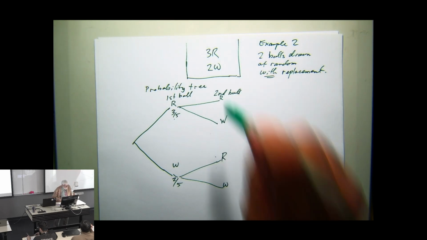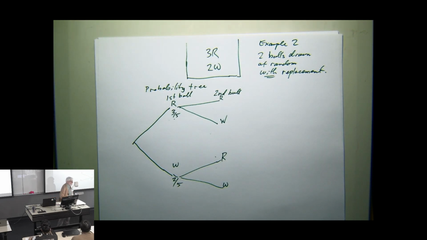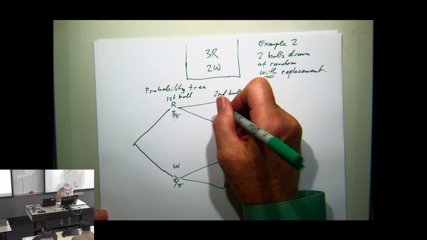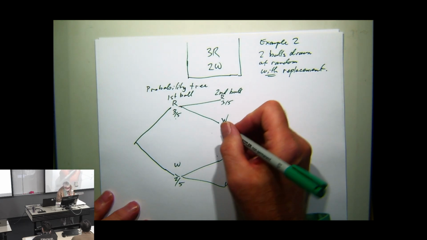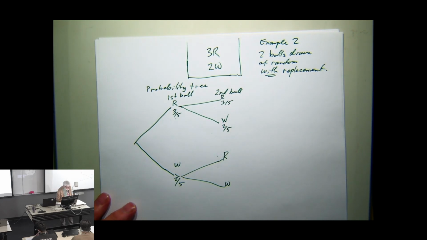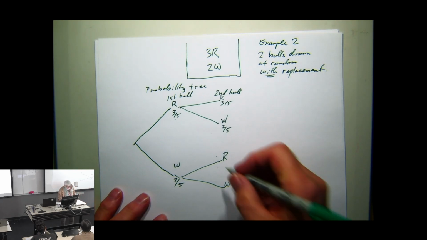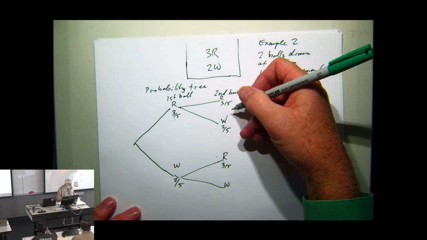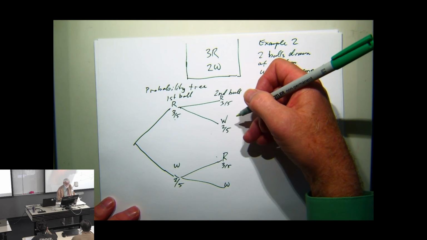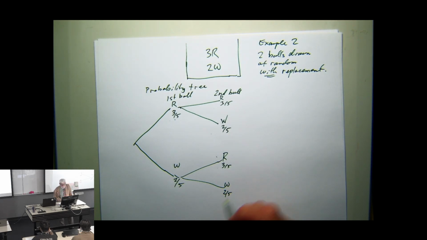So what's the probability the second ball is red if the first ball was red? What would you go with? 3 out of 5. So are we good with that being 2 out of 5 for white? But if the first ball was white, what's the probability the second one is red? What would you say? 3 out of 5. You're giving me the same answers as I got if the first ball was red? That's good. Should give me the same answers.